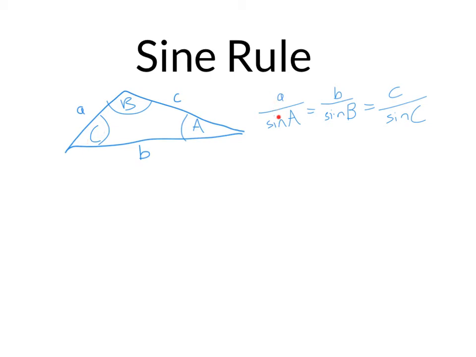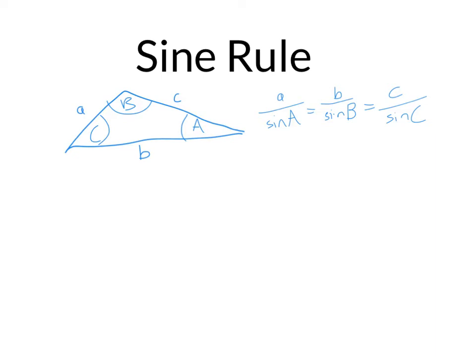So it's really important here to remember that it's always a side divided by the sine of the opposite angle. a being opposite from the angle A, b being opposite from the angle B, and c being opposite from the angle C. Normally write the sides in lowercase and the angles in uppercase, just to make that distinction clear.